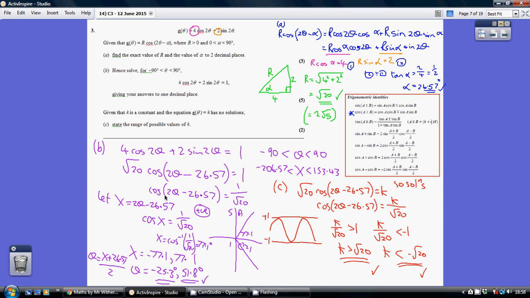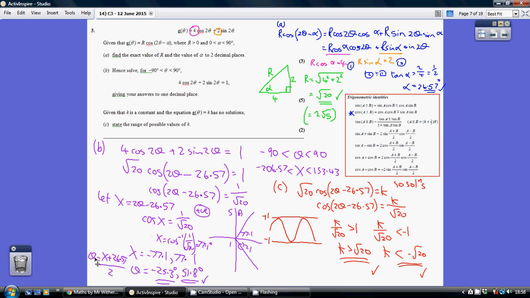If we then divide through by root 20, we get this, and then I'm going to let capital X equal 2θ minus 26.57, and I change my boundaries accordingly. So my revised boundaries for capital X, by doubling these and taking away 26.57, are here. Given that I've let capital X equal this, I'm now solving cos X equals 1 over root 20. Popping that into my calculator, I get my first solution at 77.1 degrees. Then looking at my CAST diagram, I get my second solution at minus 77.1 degrees.